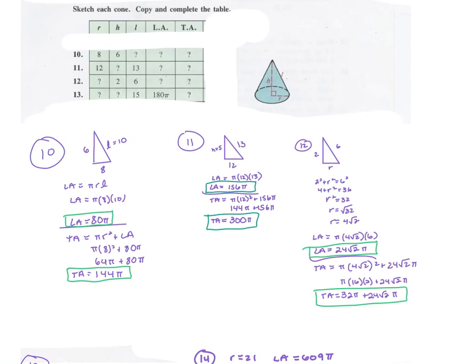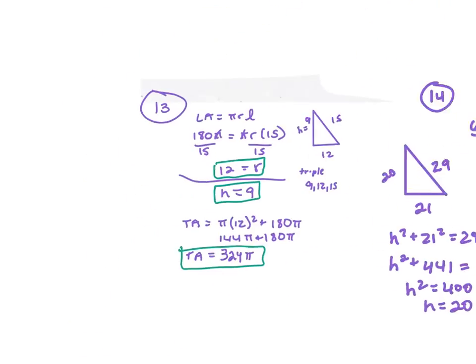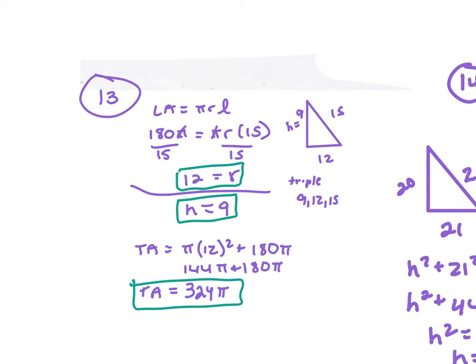Okay, let me move to 13. So here you had to find the radius, the height, and the total area. They had already given us the lateral area. We had to work backwards first, find the radius, and then from there, it's a triple. If you didn't recognize your triple, then you had to do Pythagorean theorem. So again, it will be beneficial if you memorize your triples. This is a scaled up 3, 4, 5.